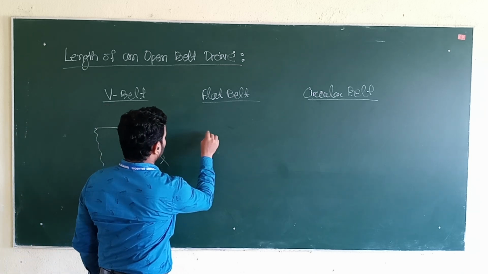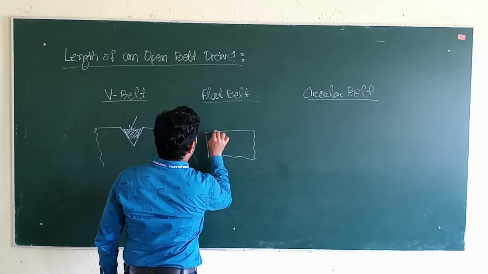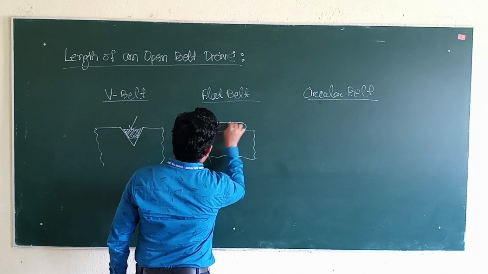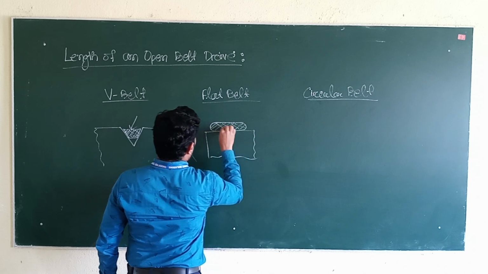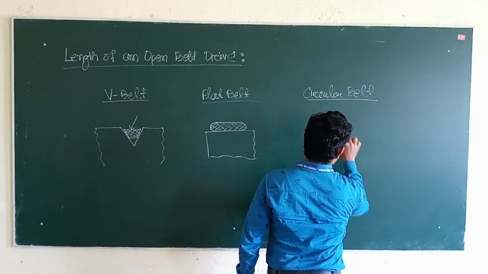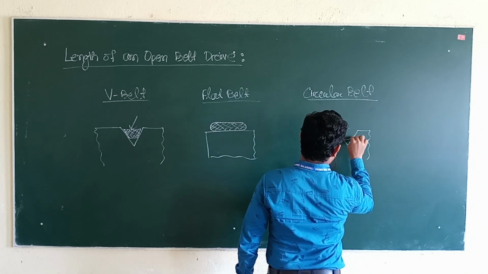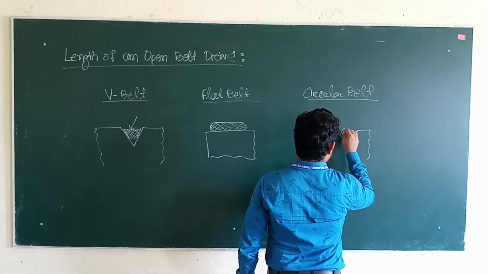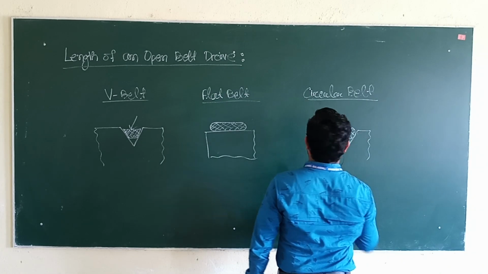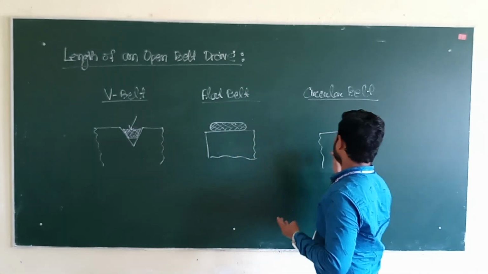Then what is a flat belt? Flat belt means this is your pulley, and above the pulley the belt is there. This is the flat belt, which means the surface of the belt will be flat. Then again, what is a circular belt? If this is the pulley, the circular belt means the belt surface is a circle. So this is the circular belt. So three types of belt: V belt, flat belt, and circular belt.